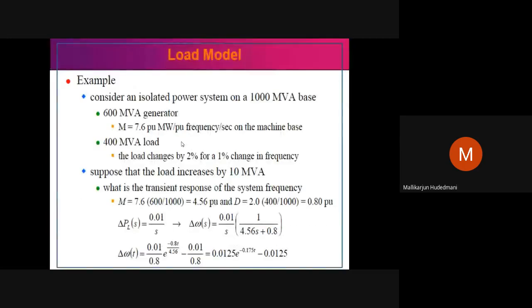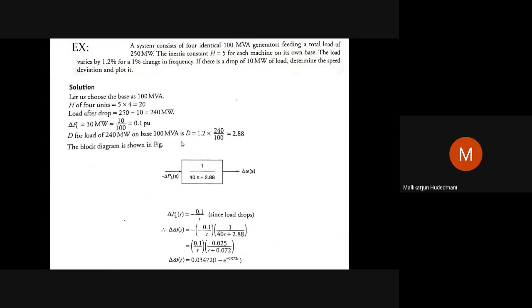Next, moving to another similar problem, how this frequency deviation and other things are worked out. Look into this problem, a similar approach. The system consists of 4 identical generators feeding a total load of 250 megawatt.